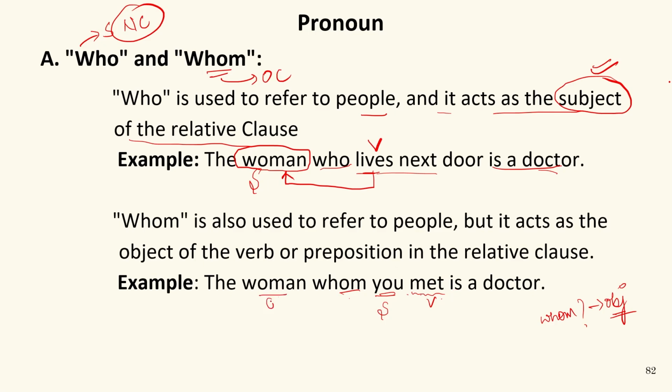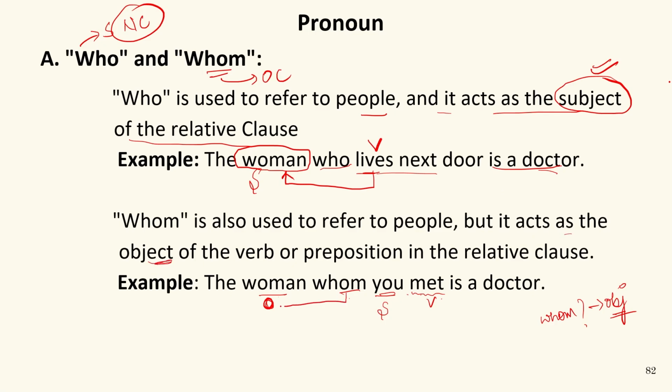Now, this woman is behaving like an object. That is why we have used the word whom, because the object is written prior to the subject in a sentence. Therefore, we have used the word whom over here. Whom is also used to refer to people, but it acts as the object.